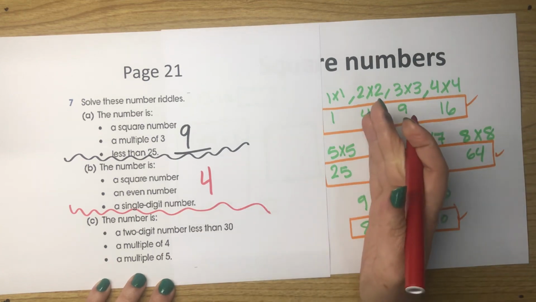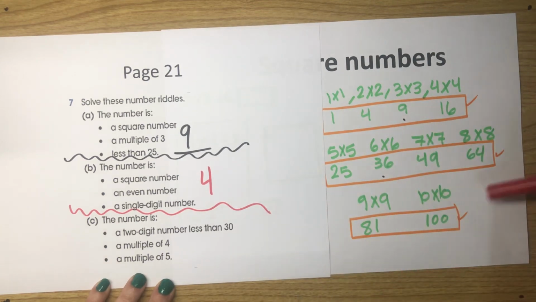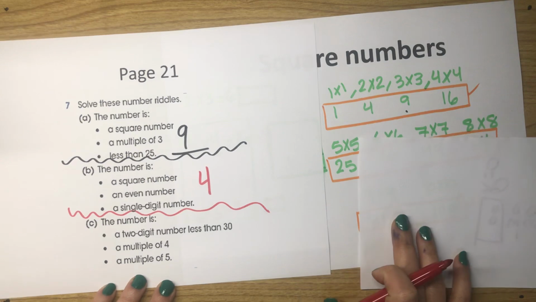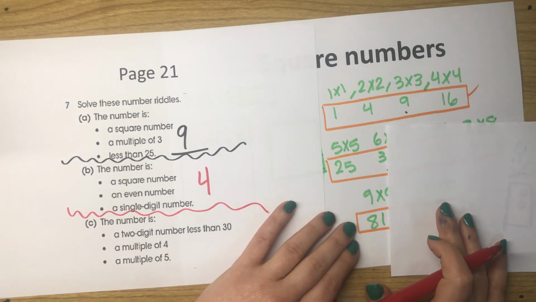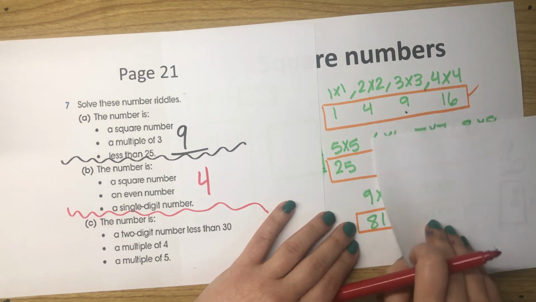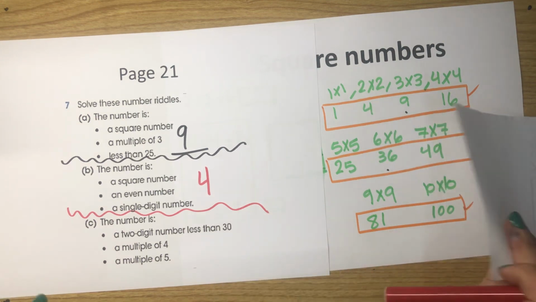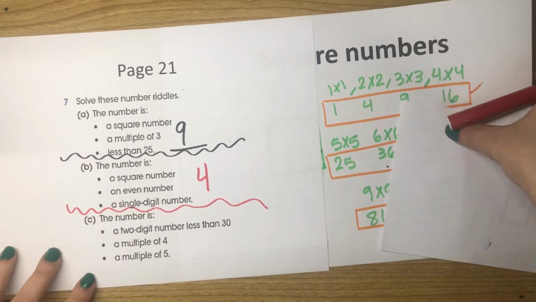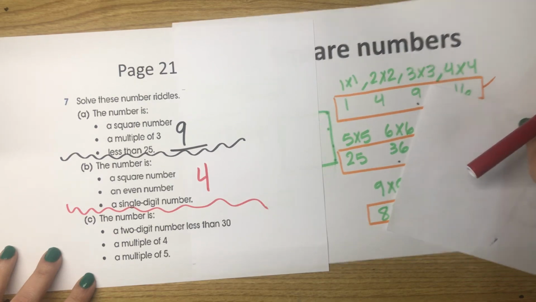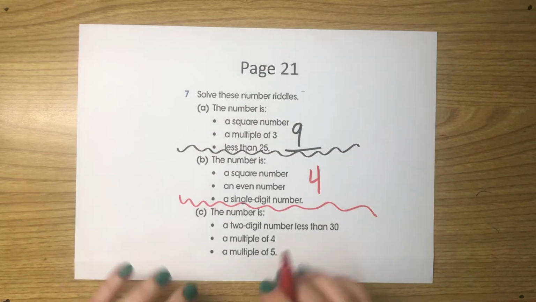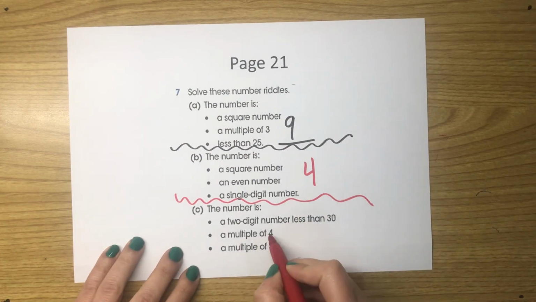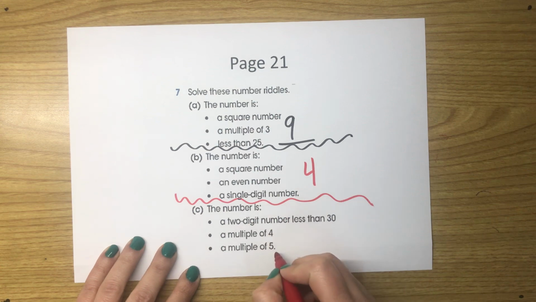A 2-digit number less than 30, a multiple of 4, a multiple of 5. So it has no relation with the square numbers. They didn't say there is a condition of having a square number. Okay, let's think this again. Multiple of 4 and multiple of 5.